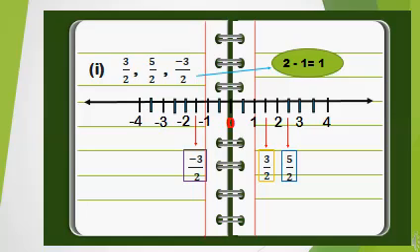2. Our second one is 5 by 2. Here the numerator is 5. So, we will start counting after 0. After 0, 1, 2, 3, 4, 5. Where the fifth line comes, we will mark it as 5 by 2.